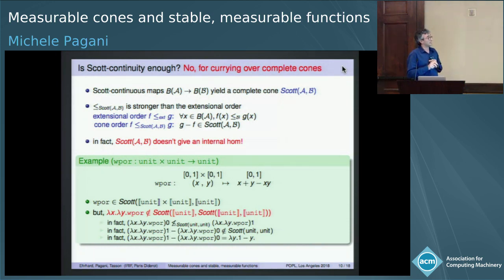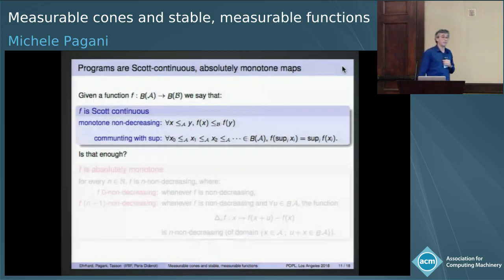Well, you can check that this function is Scott continuous. However, if you curry it, that is, if you consider the function that first takes the first argument and waits for the second argument in order to give the final result, that is not Scott continuous, exactly because it is not monotone non-decreasing according to the cone order. So something is missing. We have to add a further condition in order to have a Cartesian closed category.